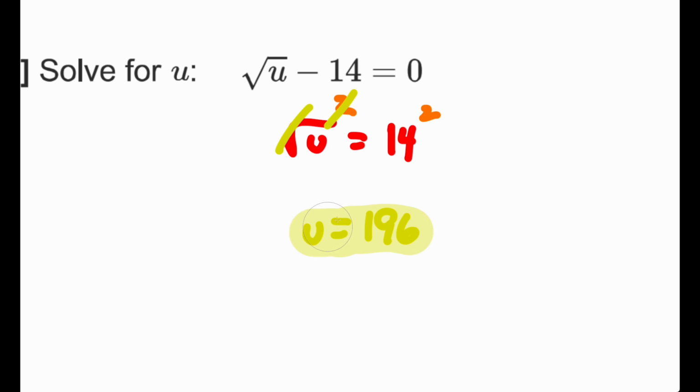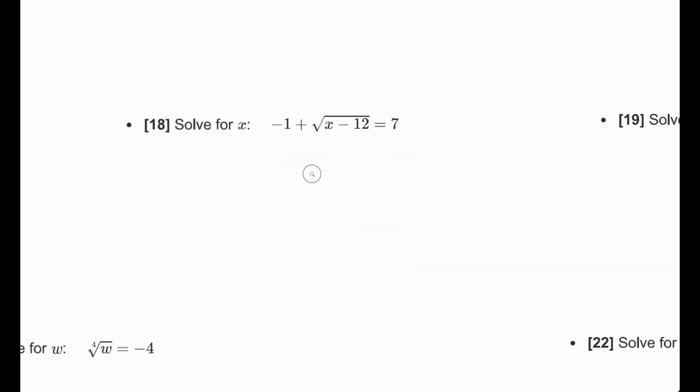Check your work at the very top. Plug 196 in for this u right here. Square root of 196 is 14. 14 minus 14 is 0, so that does work. 196 is the answer. Okay, we got another one here.